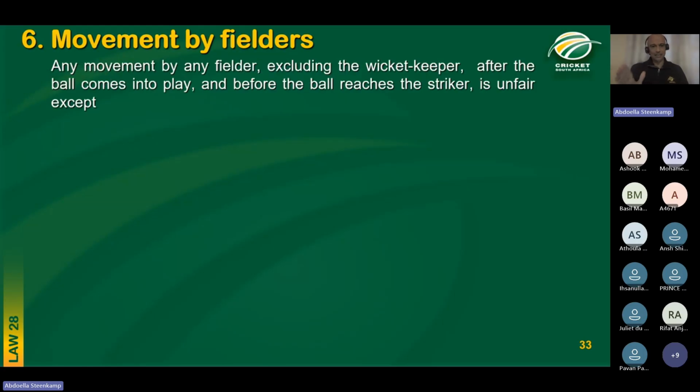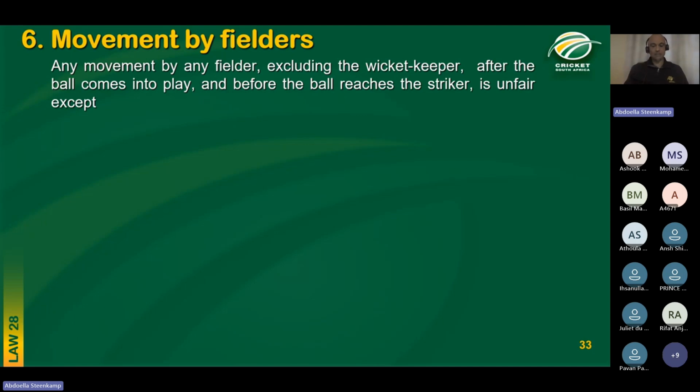So when it comes to movement by fielders, what is a fielder allowed to do? What is the fielder not allowed to do? And the law guides us here, and they tell us exactly what the fielder can do. Firstly, and now we're not referring to the keeper, we're just focusing here on the fielder. As soon as the ball becomes alive and before reaching the striker, any movement by any fielder, the law sees it as unfair. They don't want the fielders to move.